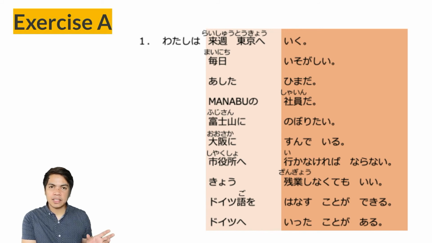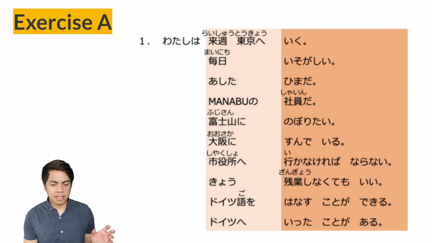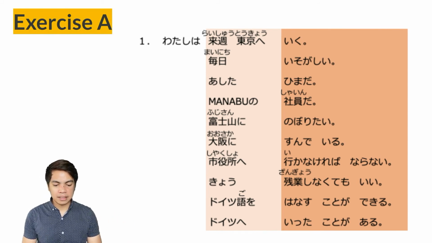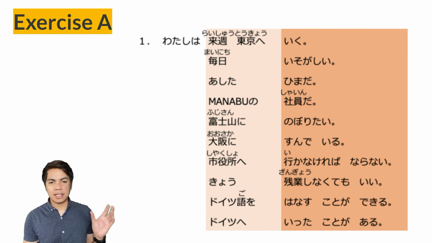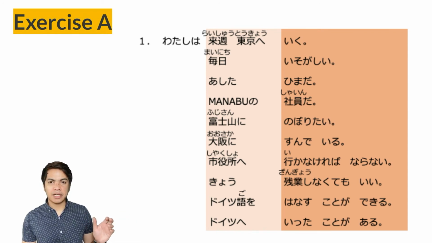Watashi wa mainichi isogashii desu. I am busy every day. Next line. Watashi wa ashita hima da. Watashi wa ashita hima da. So the polite style is hima desu. The plain style for desu is da. So hima da. I'm free tomorrow. Next line. Watashi wa MANABU no shain da. Watashi wa MANABU no shain da. So shain is a noun. Just like the adjective hima, the plain style for desu is da. So from MANABU no shain desu, the plain style is MANABU no shain da.